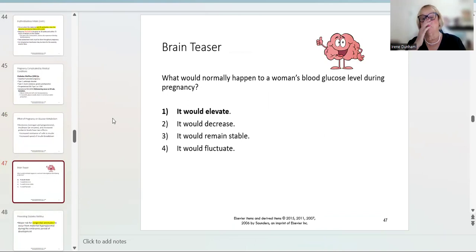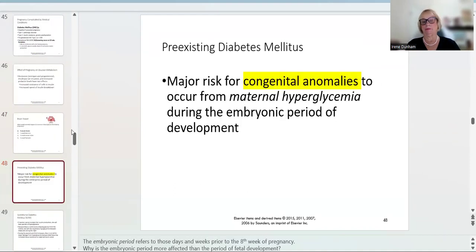Okay, so my next brain teaser: what would normally happen to a woman's blood glucose level during pregnancy? It goes up. Definitely, it would elevate, okay? Remember, things in pregnancy don't usually decrease. As you noticed, they escalate. It gets worse. And then you can have a baby born macrosomic.